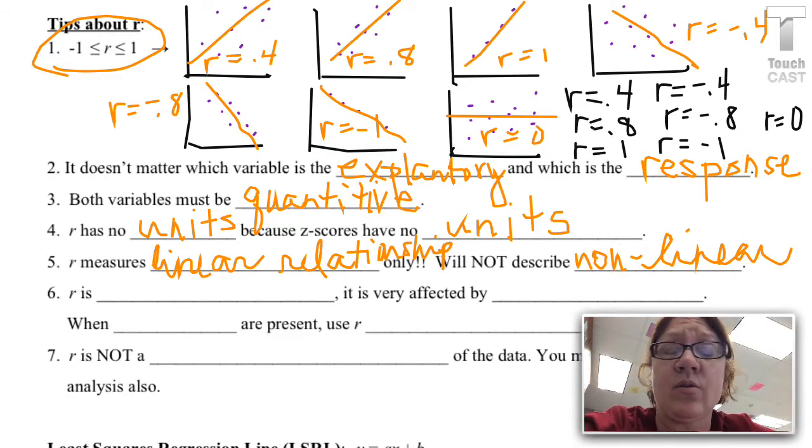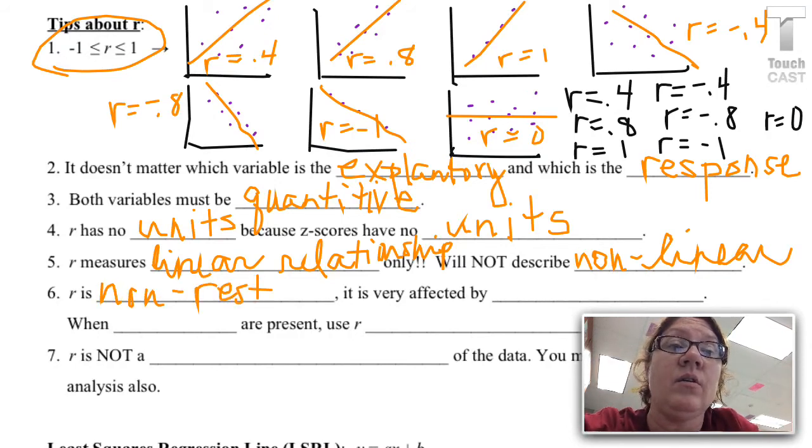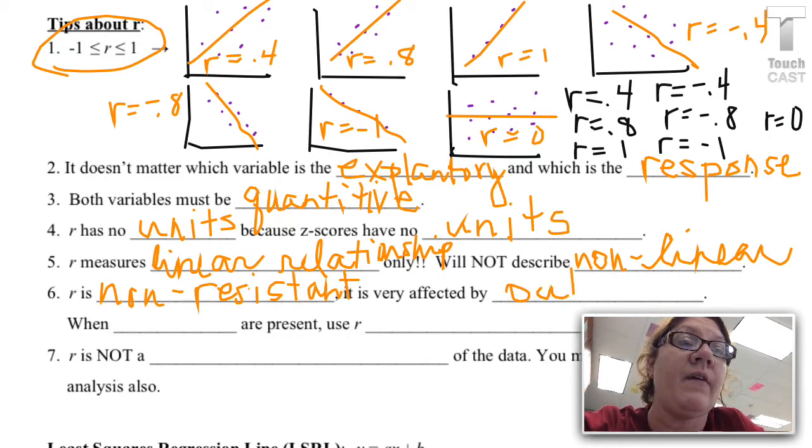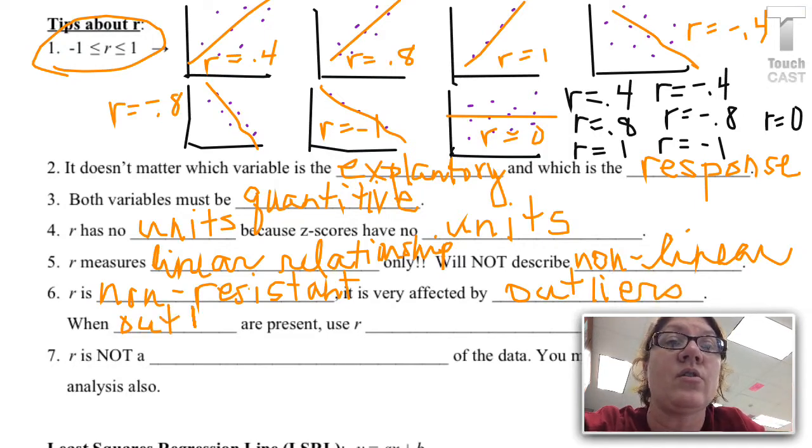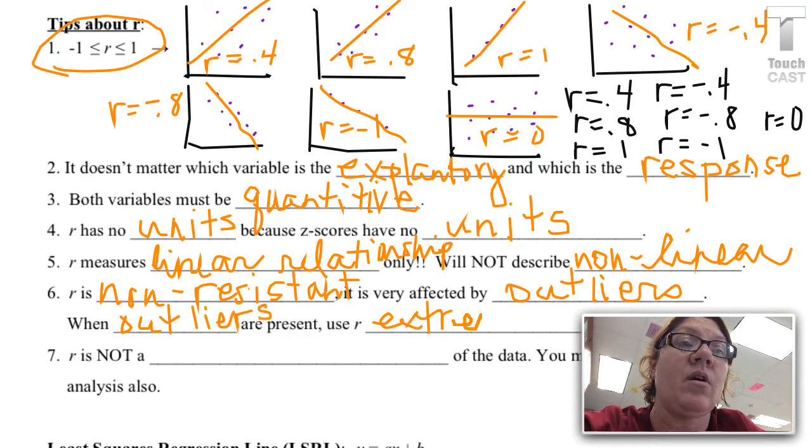Also, R is very ticklish. Non-resistant. He's affected, he's tickled, resistant. He is tickled by outliers. So, if I have outliers, I have to be extremely cautious. Use extreme caution when outliers are present using R.